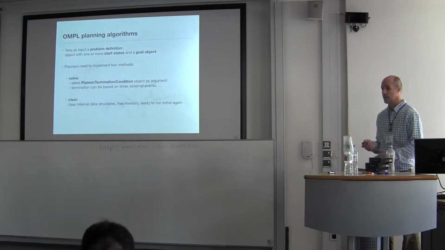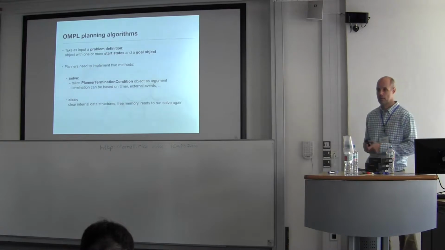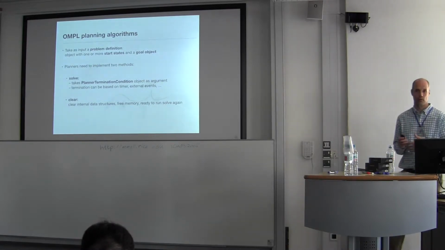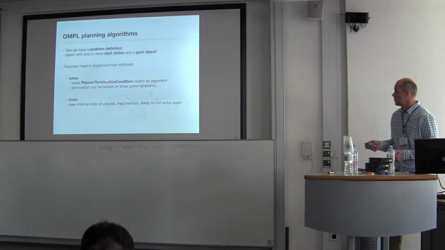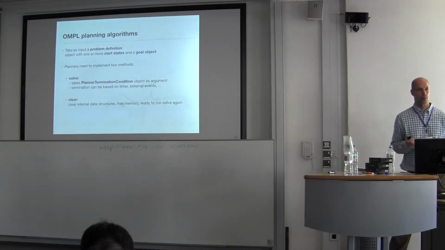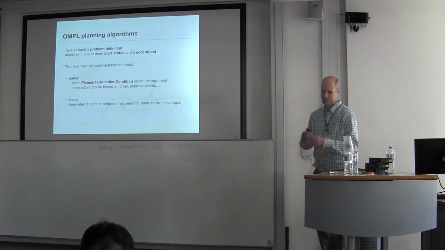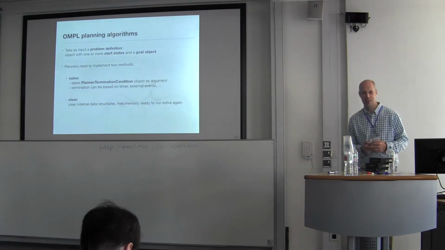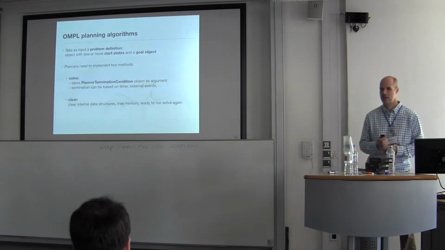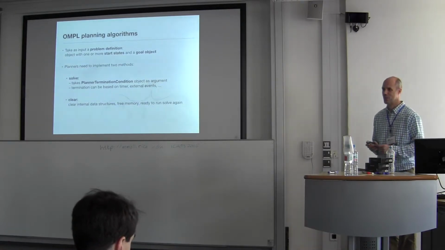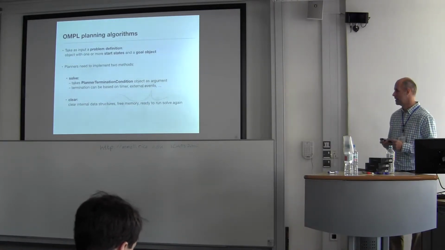And then additionally, you need to have some clear method, to clear the internal data structures so that the solver can be called again for a new problem. So notice what's not required is that you sample it somehow. Right? So we call this library the Open Motion Planning Library. We didn't call it the sampling motion planning library, because we always want to keep the door open to other types of planning.